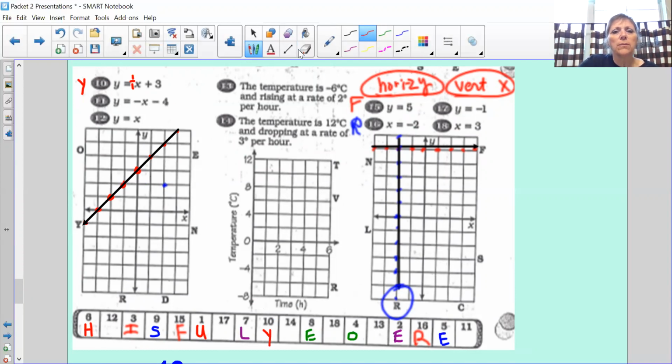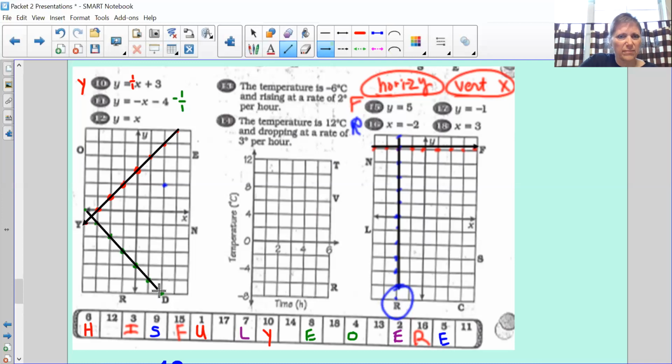Okay, go to the next one. Down 4, that's our B value. Okay, 1, 2, 3, 4. And this is, I'm going to write over here, -1 over 1. That is my slope. So I'm going to go down 1 to the right 1. Down 1 to the right 1. Down 1 to the right 1. And again, I'm just going to follow the pattern backwards. We're going up 1, backwards 1. And then draw my line. Okay, D is the value. Number 11 is D.